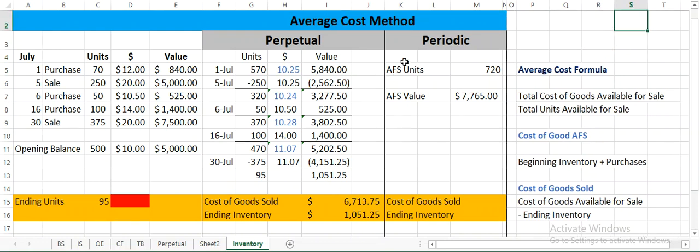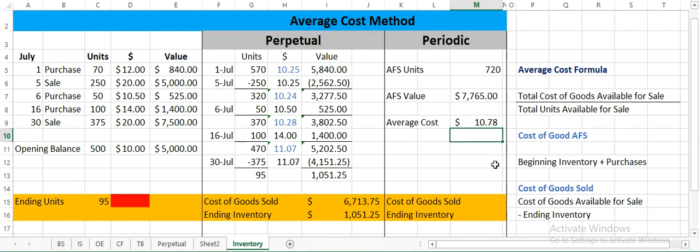Under the periodic method, at this point, all I have to do is calculate my average cost. Similar to how we did the average cost for all of these items here, I take the available for sale value divided by the available for sale units. So my average cost is 7,765 divided by 720 units. My average cost is $10.78.